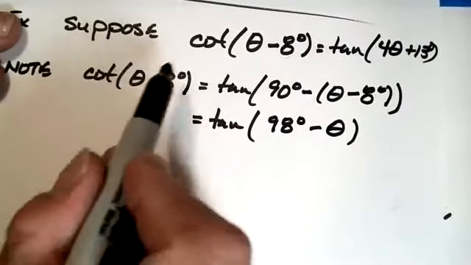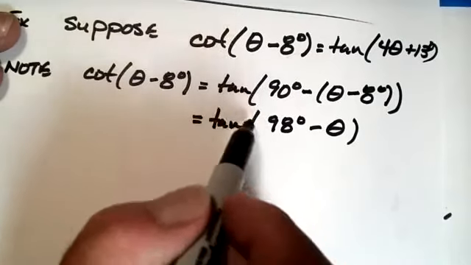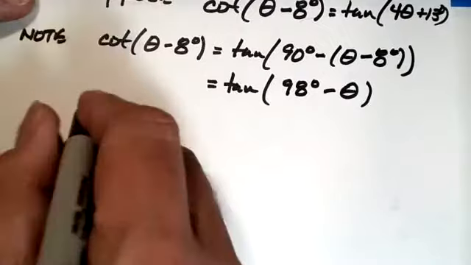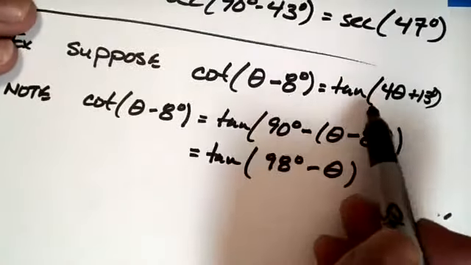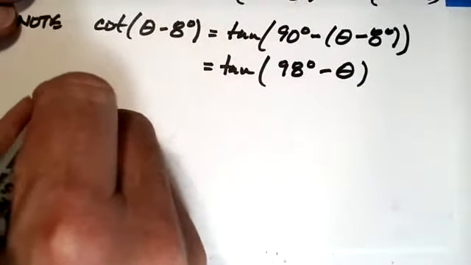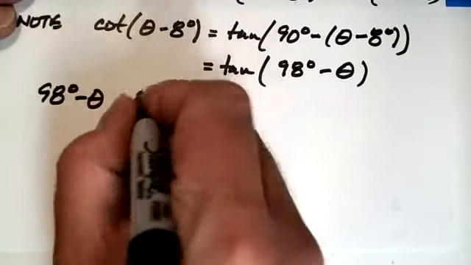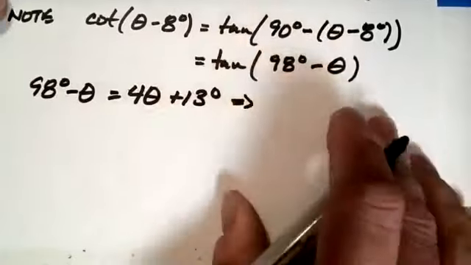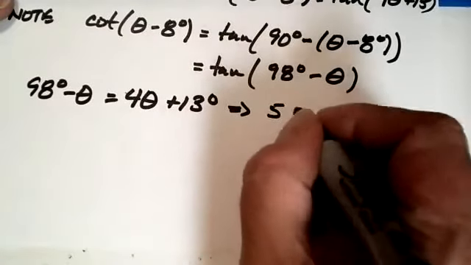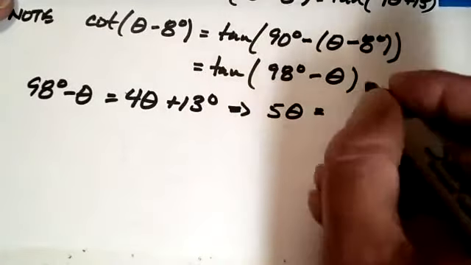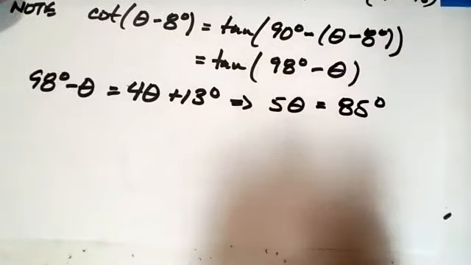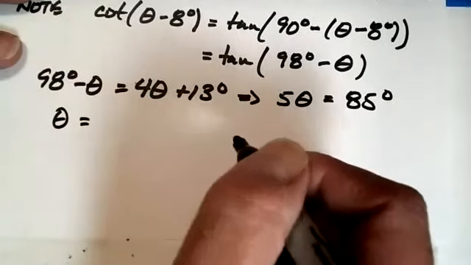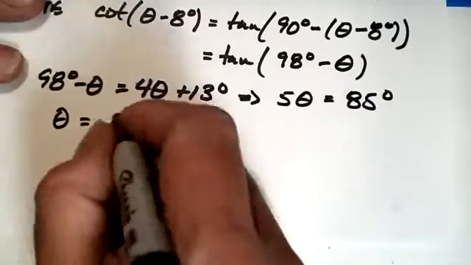Okay, so we've transformed the left-hand side to something involving tangent, and you recall that we said a solution to this is where this argument is equal to this argument. So now we have 98 degrees minus theta equal to 4 theta plus 13. If we break that down, we have 5 theta equal to 85 degrees. And so if I remember correctly, I think theta is equal to 17 degrees.